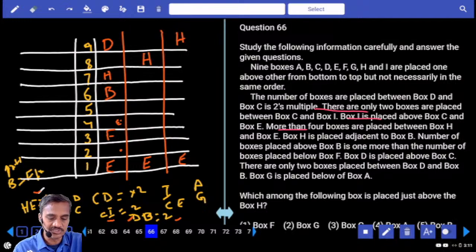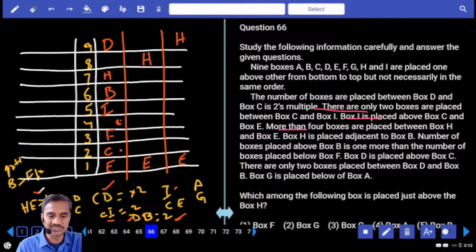Now if you take C here, between I and C, 2 is not possible. Are you getting this or not? Then where should this be? C is here, and I is at this place. Between I and C there are exactly 2 people, and between C and D, a multiple of 2, and between D and B, there are exactly 2. I and C and E.